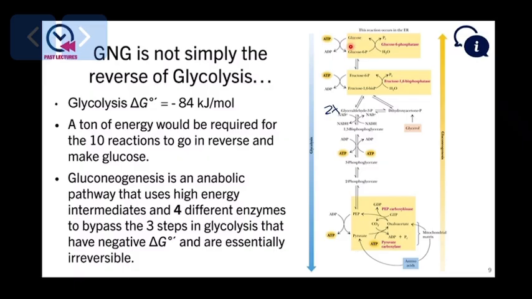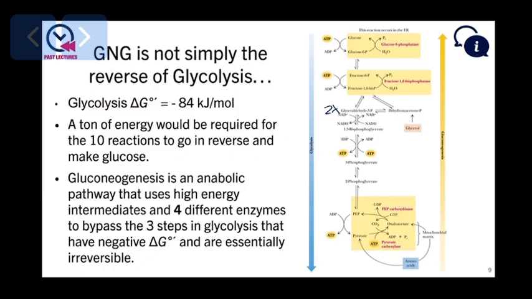So instead of trying to reverse them, you would need a huge amount of product, which is now your substrate, to make them go in the opposite direction thermodynamically. Instead, what we're going to use is different enzymes. So there's going to be 4 enzymes. These are just highlighted in pink. These are going to replace those irreversible enzymes in glycolysis.